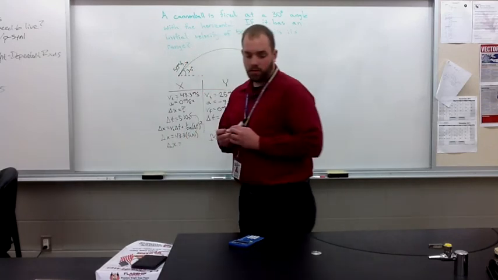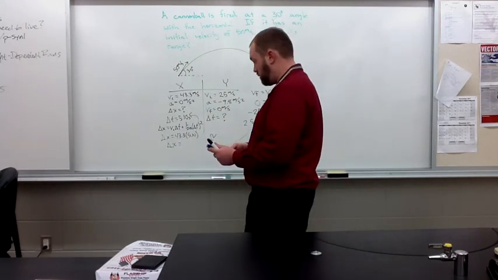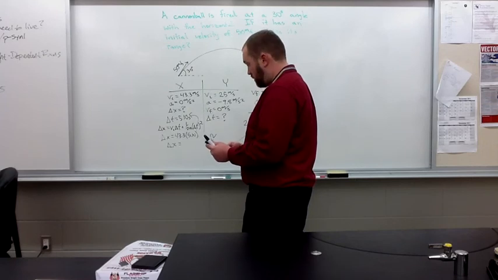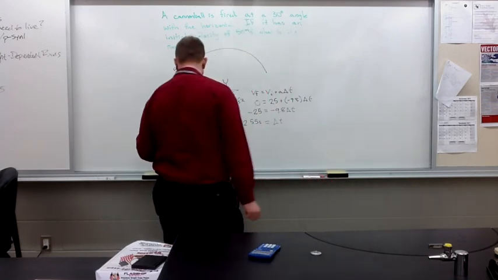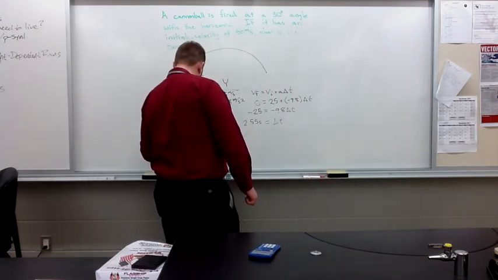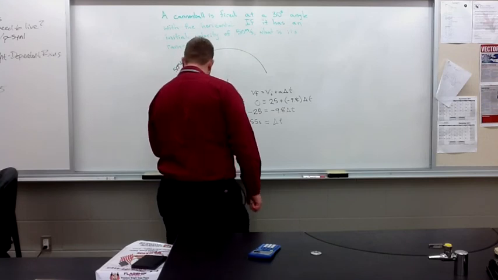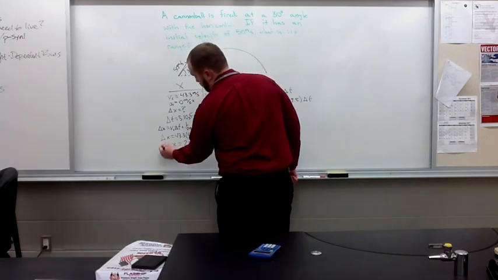43.3 times 5.10 is 220.8. 220.8 meters. So there's your answer.